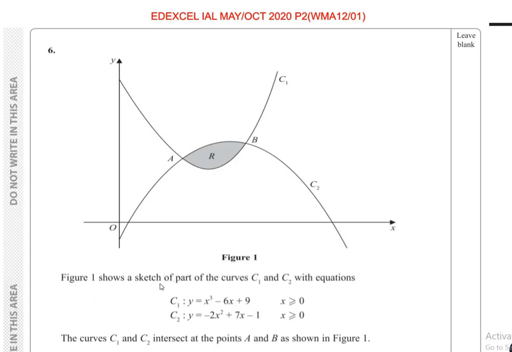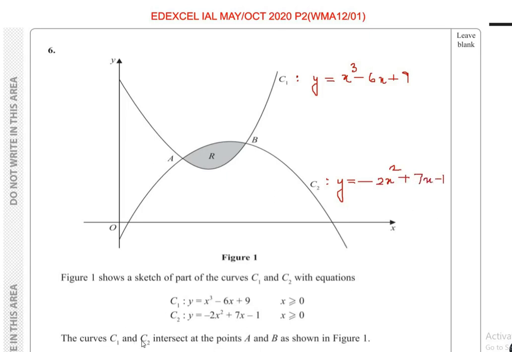Figure 1 shows a sketch of part of the curves C1 and C2 with the equations: C1 is y equals x cube minus 6x plus 9, and C2 is given by the equation y equals negative 2x square plus 7x minus 1.